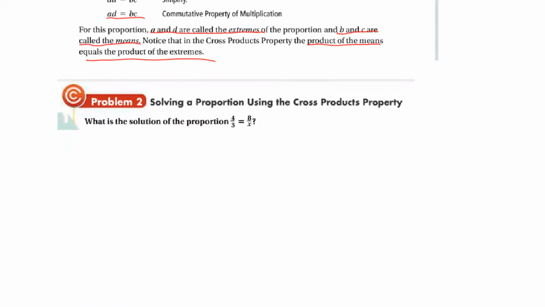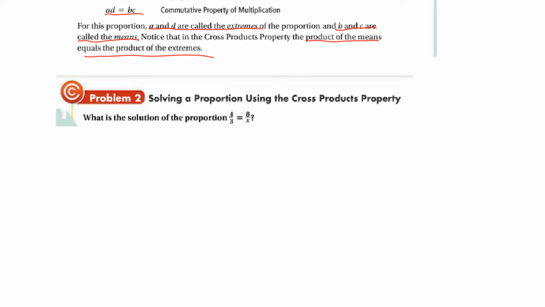If we look at problem 2 here, we're going to solve using our cross products. I'm going to multiply my left diagonal, or my extremes, and I get 4 times x, which is 4x, equals the product of my means, or my right diagonal, 3 times 8, which would be 24. Then I would divide both sides by 4, and I would get x equals 6. And you could put it back in your equation and do your check.